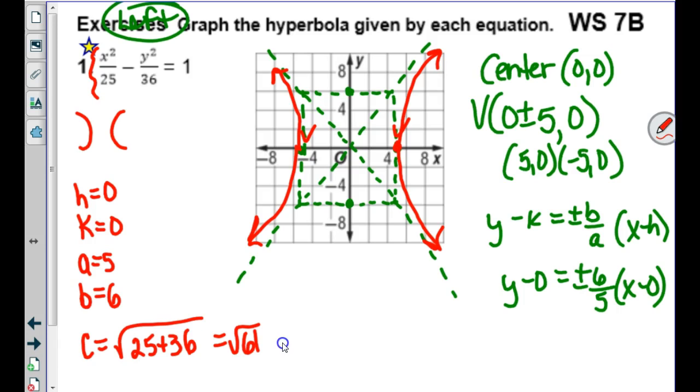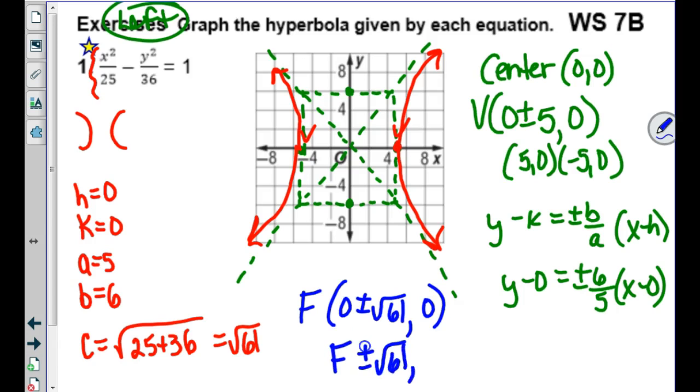What did we miss? Just the foci? Okay, what's the recipe for foci when it's going sideways? H plus or minus C, which was square root of 61, comma, K. So the foci are just at plus or minus square root of 61, 0, which would be almost 8. So they're way in here, close to 8. They have to be inside of the curvature of the hyperbola.